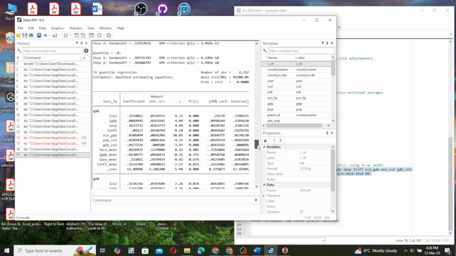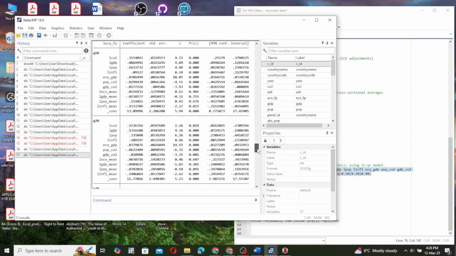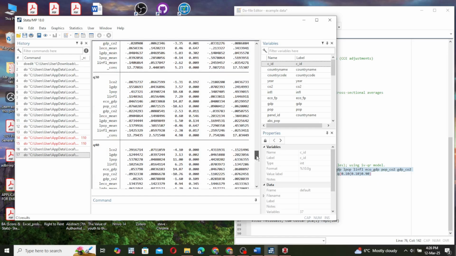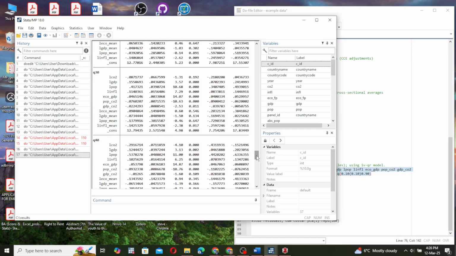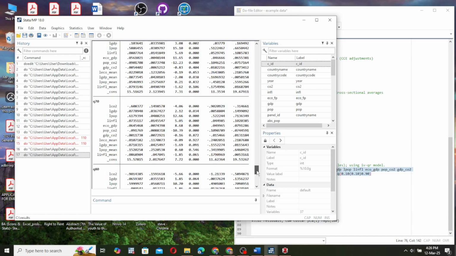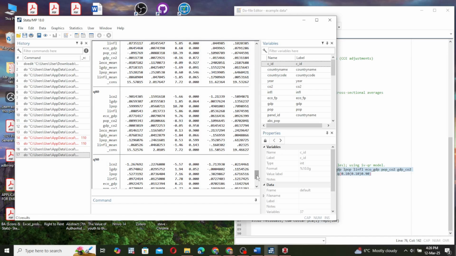You see that at lower quantiles it is positive, which is in line with a vast number of the literature. But as we continue down the line, it becomes negative. As we move on to higher quantiles, you see a stronger negative value. And at the 90th quantile, which is countries with high ecological footprint, they have a negative effect.